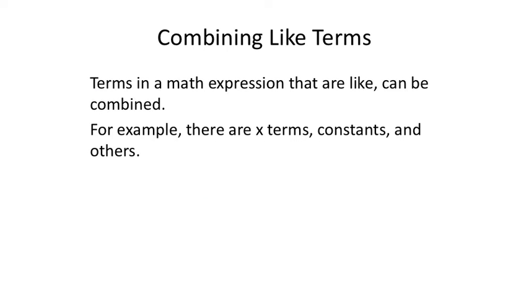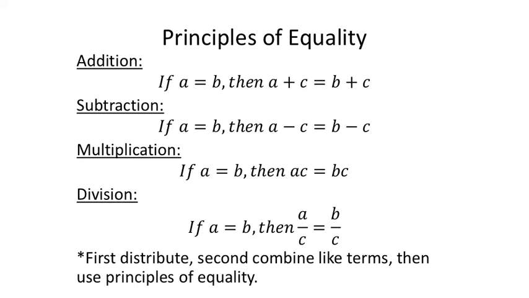Then finally, combining like terms, we should only be seeing x terms and constants. And remember, x terms cannot be combined with constants. So we need to make sure that when we use principles of equality that we're lining up values according to what type of term they are. And yeah, all that stuff is review, just like this one is with principles of equality.